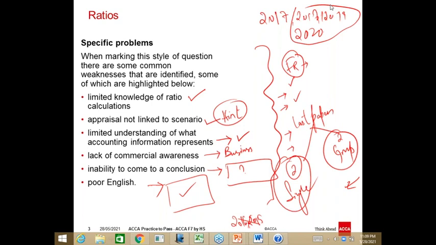Remember this point that you will not be given an Excel sheet in the examination paper. So you need to calculate the ratios on the Word document.